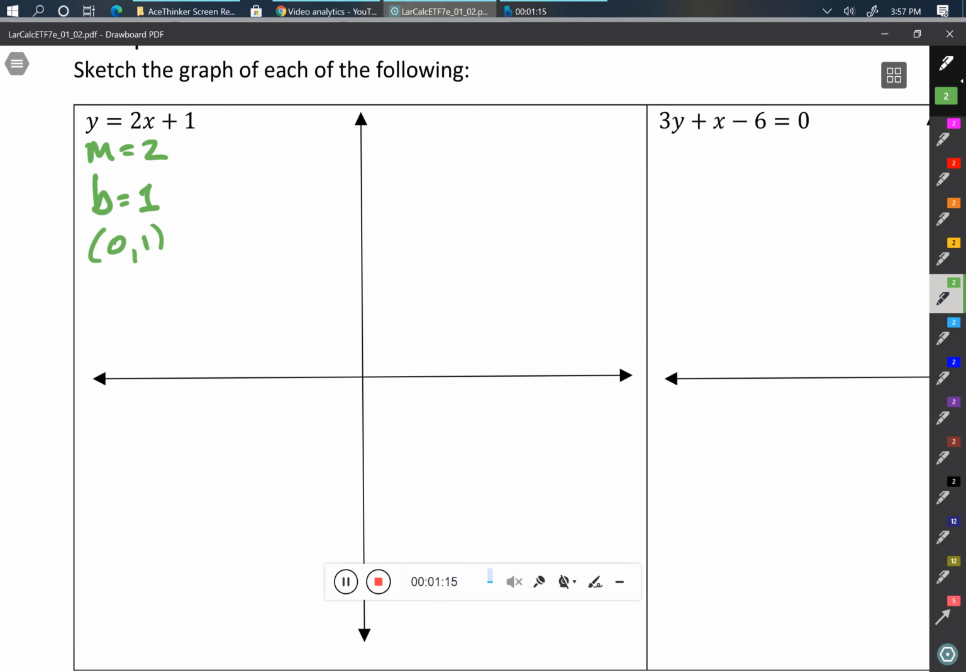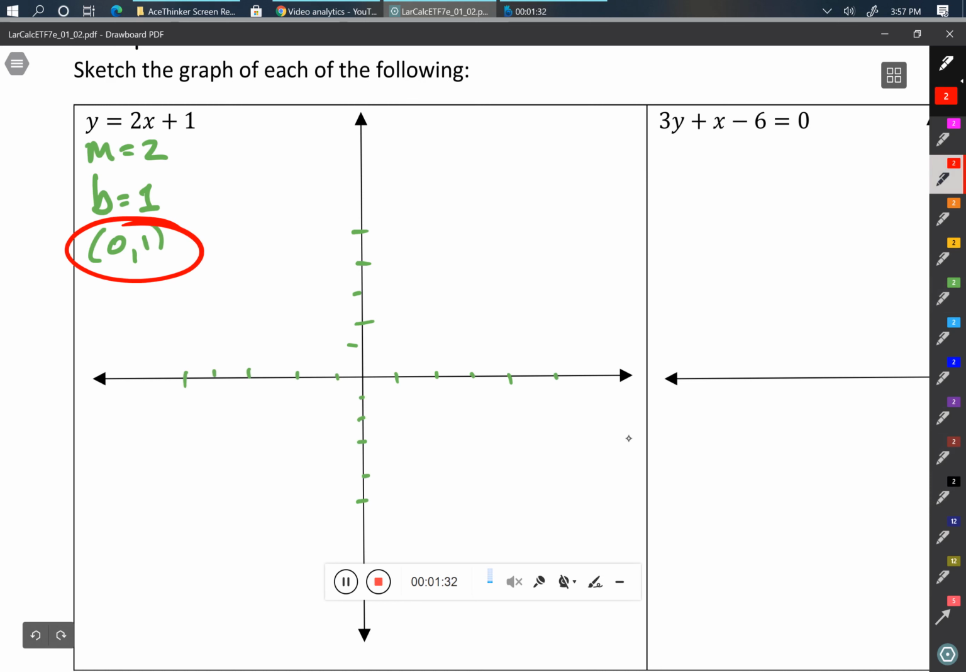So I can come over here to my graph and I can put a scale on it. 1, 2, 3, 4, 5, and just make some quick points over here, and we'll sketch it.